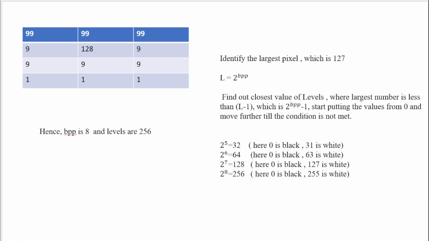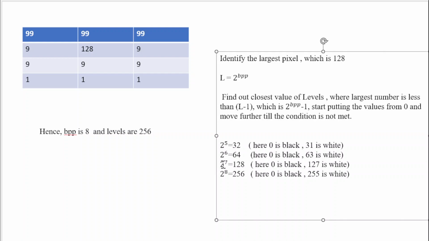Now let's look at another example here. Here the largest identified pixel is 128. Again, 2 raised to power 6 is 64, and 128 does not lie in this range. 2 raised to power 7 is 128, but L minus 1, which is the white color, will be 127, because of the basic mathematical concept that numbers start from 0, so the last number will be one less than that number. Let's say we are counting from 0 to 10, so we start from 0 and end at 9. Similarly here, we are counting 128 numbers from 0, so 127 will be the end and not 128.